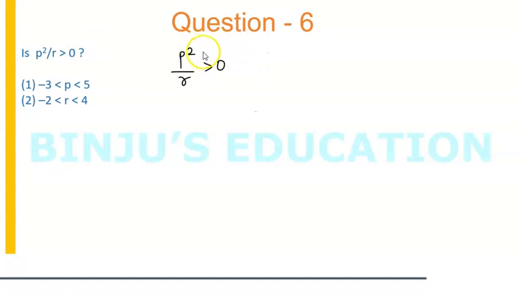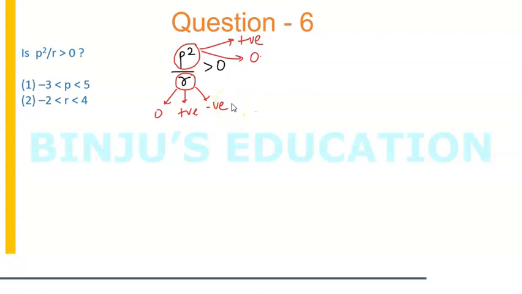If we talk about p square, it's a squared number, right? So p square can either be positive or it can be 0. First of all, p square can't be negative. This is something we need to understand, because it's a squared quantity, so it can either be positive or it can be 0. Second is, if we talk about r, then r can be 0, r can be positive, and r can be negative also, right? All the three things are possible.